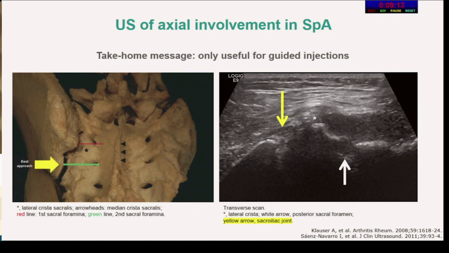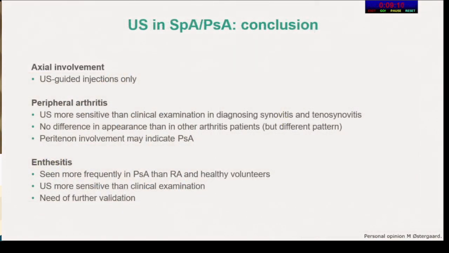And then there are suggestions on where you should put your needle. So regarding ultrasound, the conclusion would be that for axial involvement, it's really only relevant for guided injections, while in peripheral arthritis, it's very good actually, more sensitive than clinical examination, and as good as MRI if you have an experienced reader and good equipment, of course.